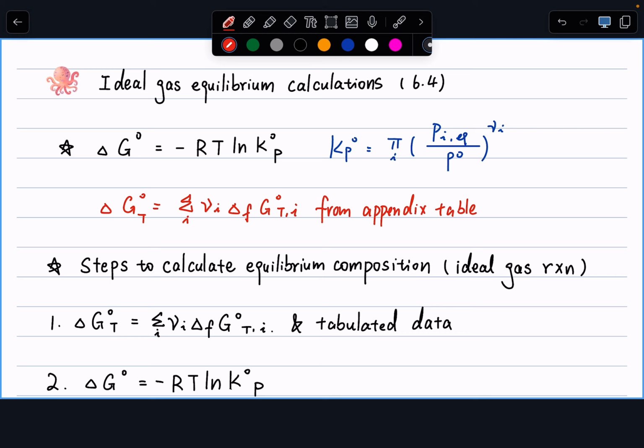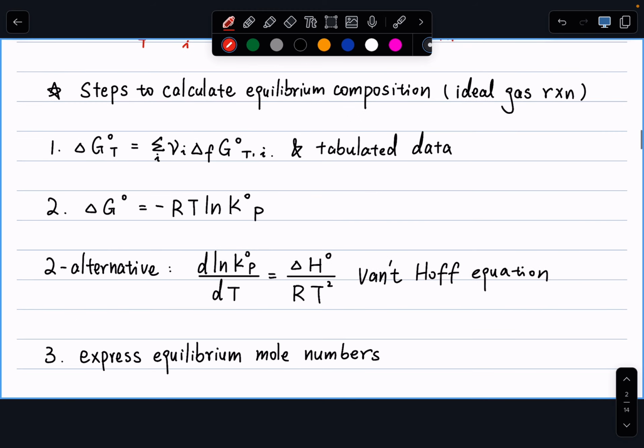Right? So one typical set of problems we can ask you is: I give you a chemical reaction of interest, an ideal gas reaction. Using the tabulated data, can you tell me what the composition is at equilibrium? If I give you a starting number of moles of some of the reactants, what's the final composition at equilibrium? So here are a few steps for a general ideal gas reaction.